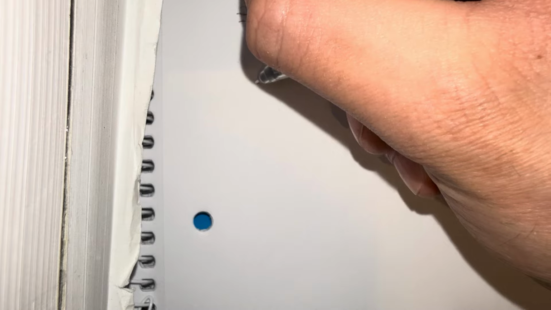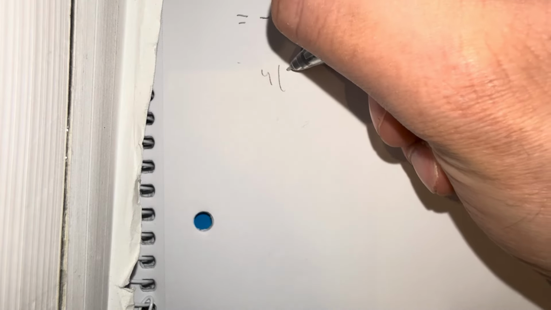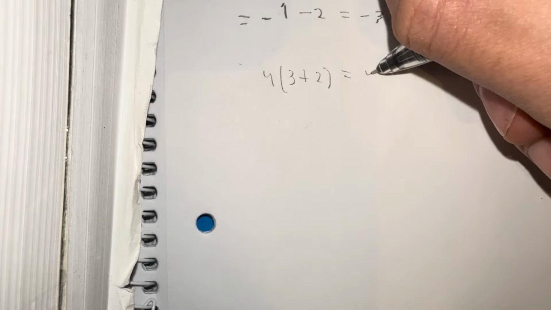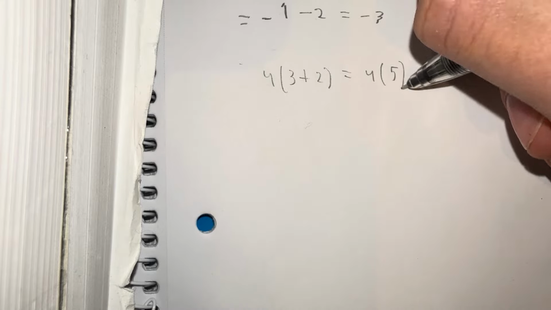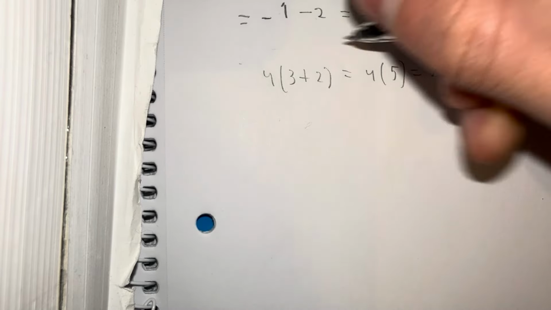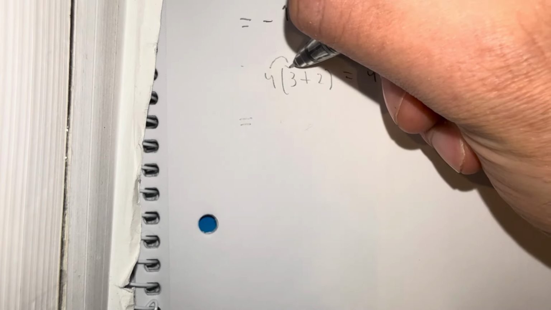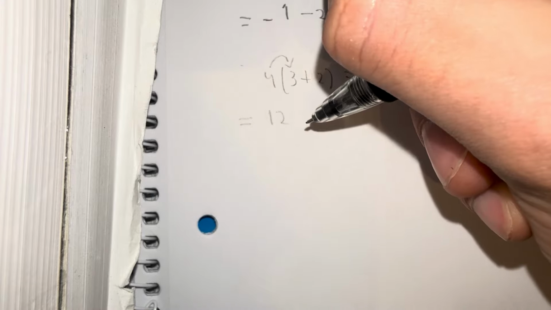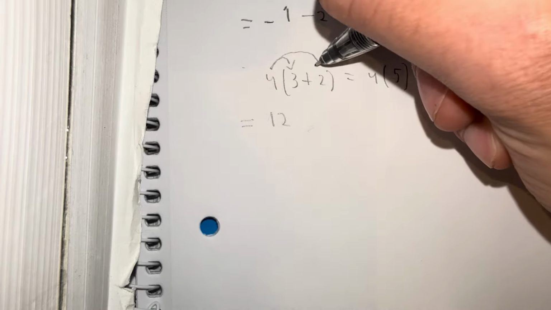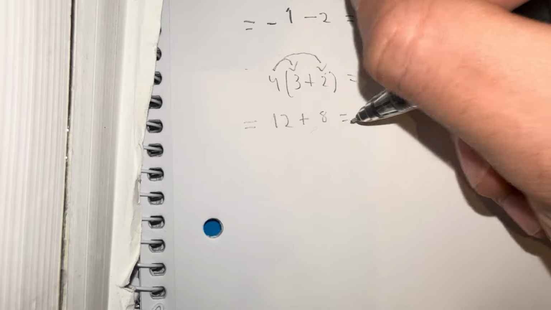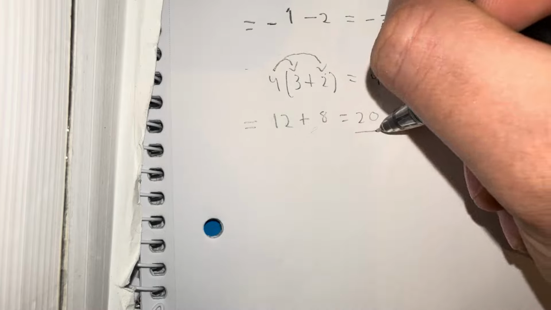Let's see the other rules. 4 times 3 plus 2. Again, you could do 4 times 5, which is equal to 20. But you can also do 4 times 3, 12, plus 4 times 2, 8, 12 plus 8, 20. Same thing.